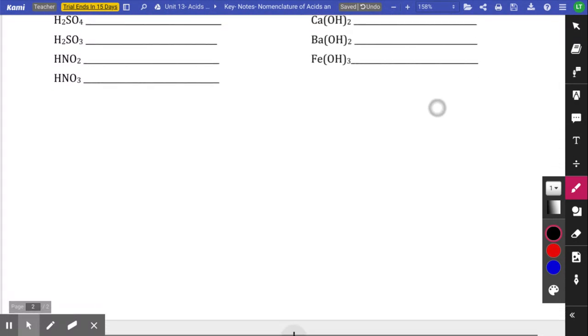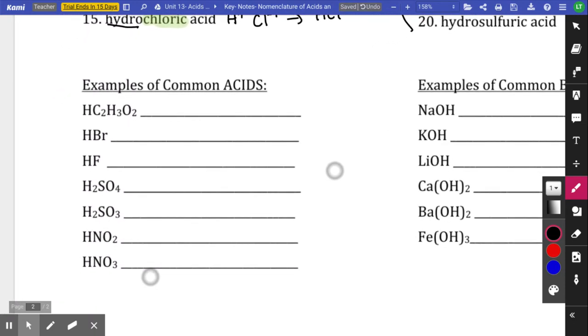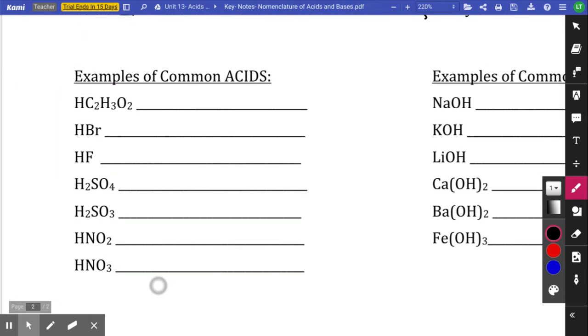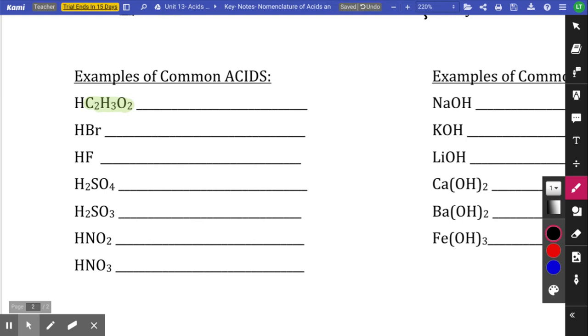Okay, so the last little part of this is I'm just going to go through some of the common acids and common bases really quickly. For our first one, we have HC2H3O2. It's a ternary acid made up of 3 or more elements. The polyatomic ion it is made up of is acetate, so C2H3O2. So that ate becomes ic, so this is acetic acid.